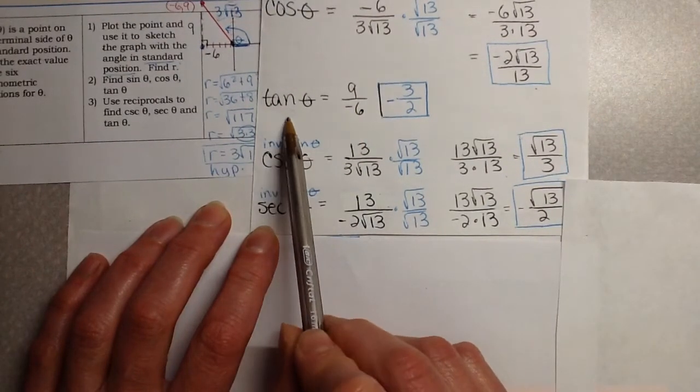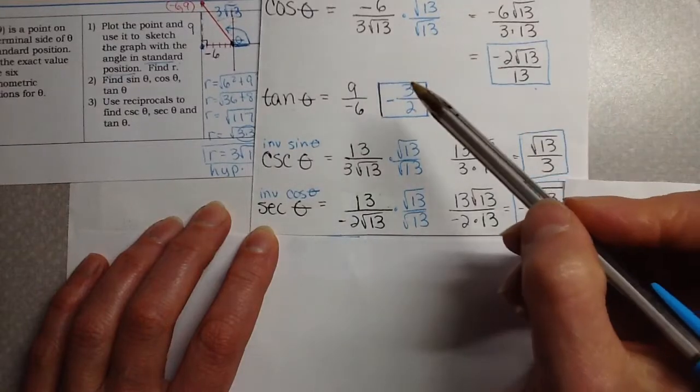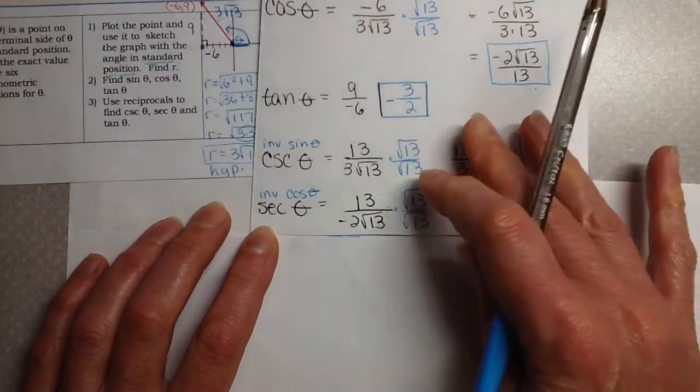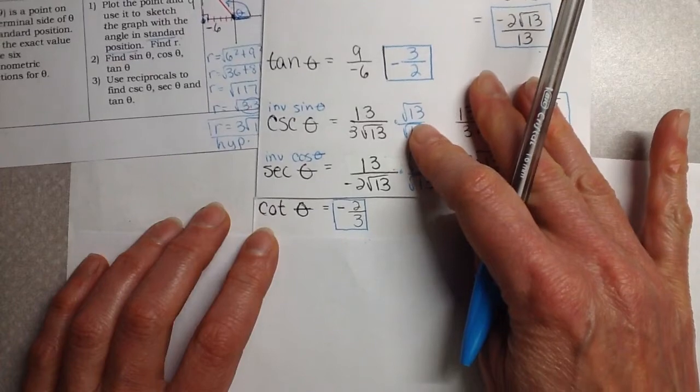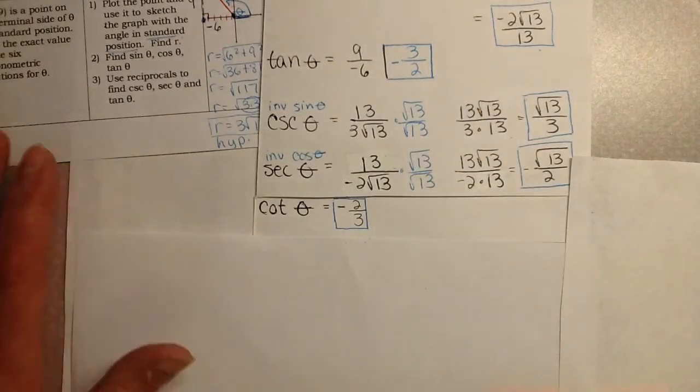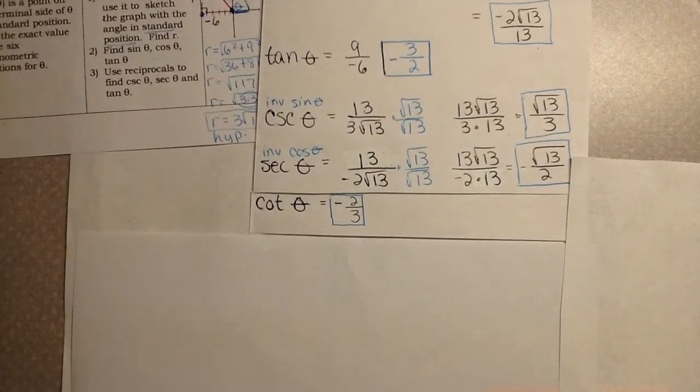Okay, the cotangent is the reciprocal of the tangent, so we're just going to take this and flip-flop it, take the reciprocal of it, and it's -2/3, and that's already simplified. And there are your 6 trigonometric functions.